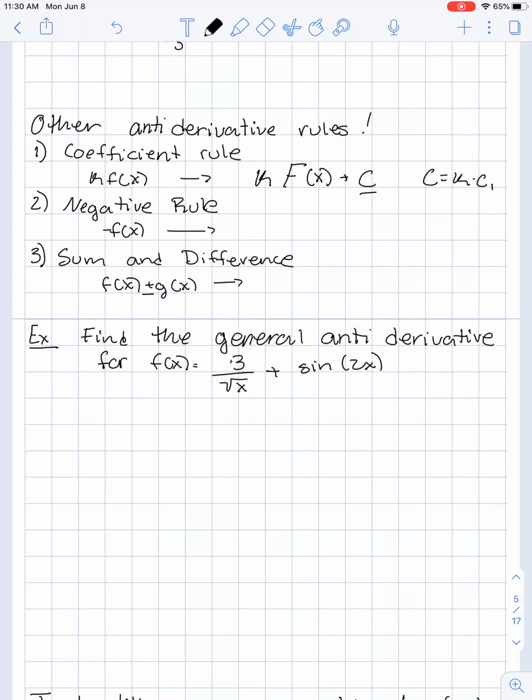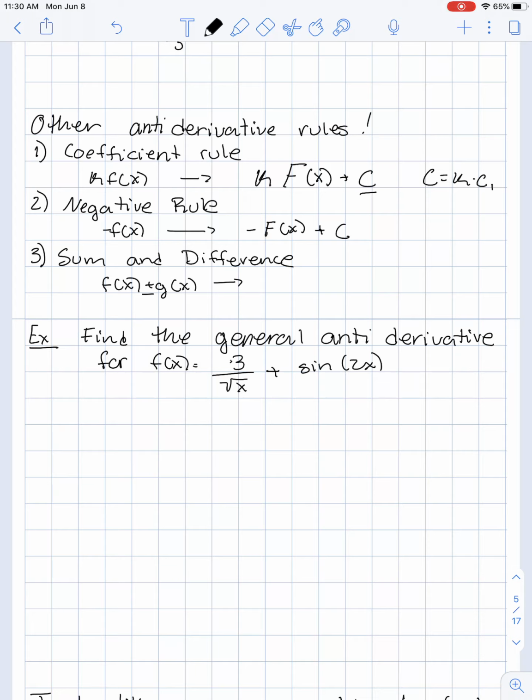Similarly, if that k is a negative 1, I'll get that the antiderivative of negative little f of x is negative big F of x, still plus c. Even if c is a negative number, it's still plus a constant. A negative number is still a constant number.